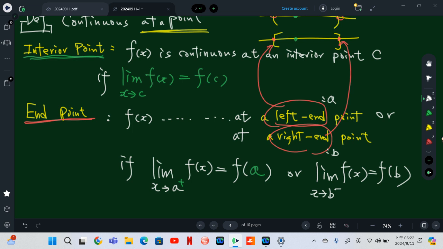Okay, so I'm afraid we need to stop here, and next week I will continue to introduce discontinuity to you, but at this moment we just focus on continuity first. Okay, see you next week.